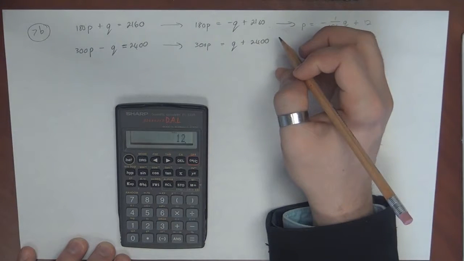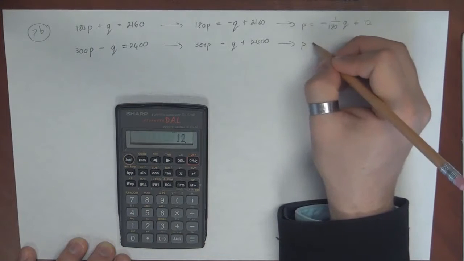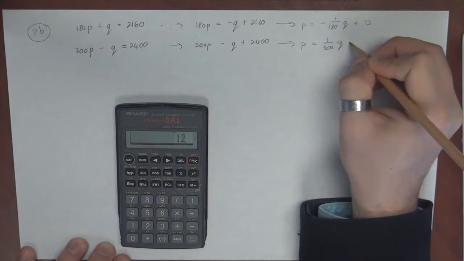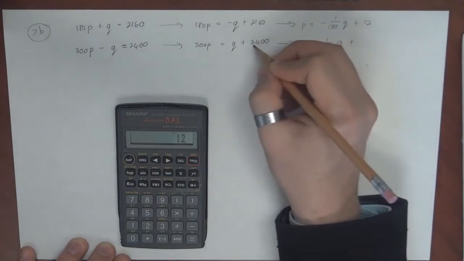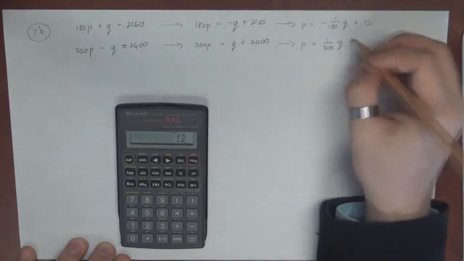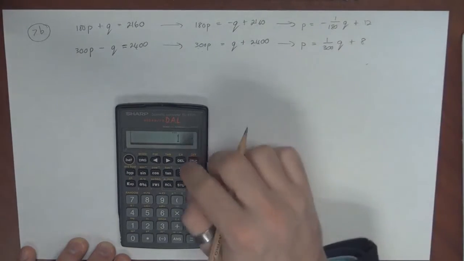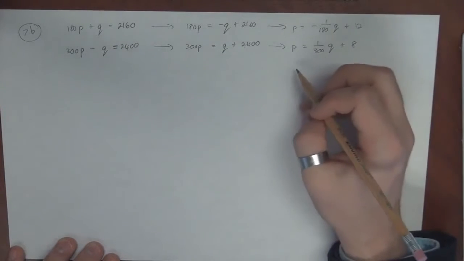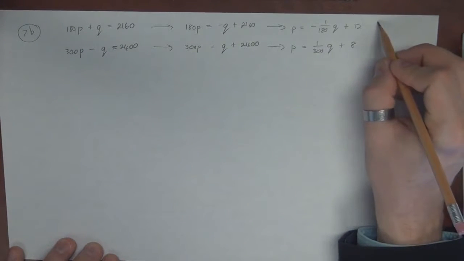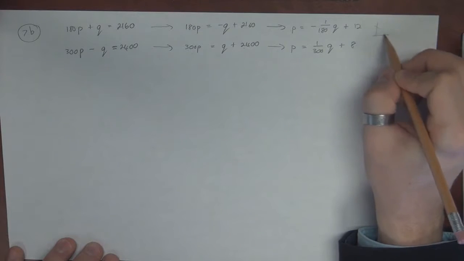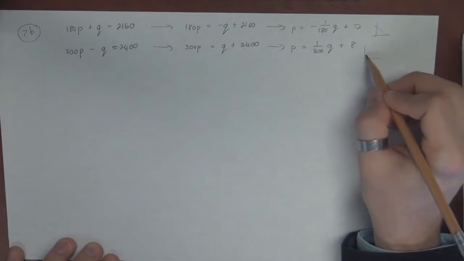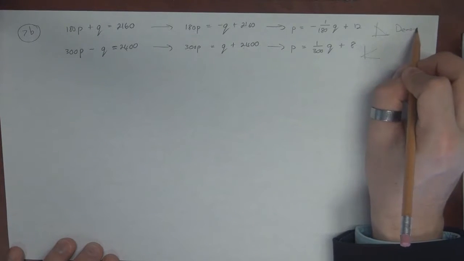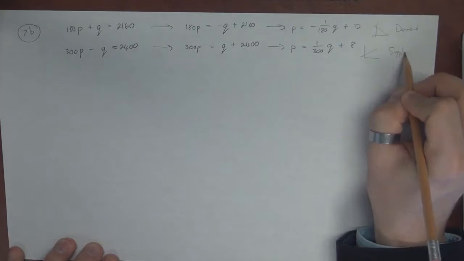The next one is 300P equals Q plus 2400, and that then becomes 1 over 300Q plus 2400 over 300, which is 24 over 3, which is 8. So now I can see here, well, the demand curve is going to be this one because the slope is negative. Supply curve is going to be this one because the slope is positive. So that's demand and that's supply.